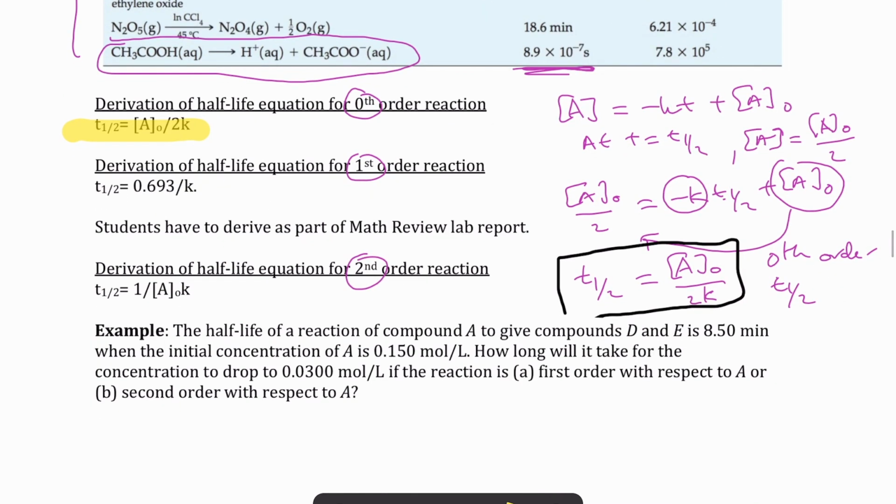There's actually an assignment for you in lab where you have to derive the expression for the half-life of the 1st order reaction. In the end, you should get that answer that's just highlighted: T1/2 equals 0.693 over k.